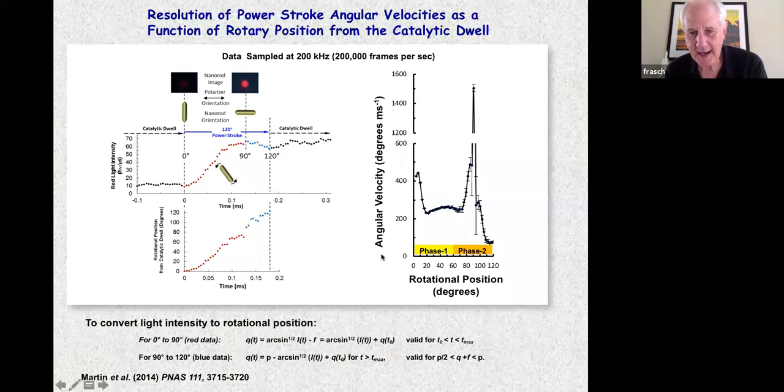And so here's the average velocity plot. You can see that this is the end of the catalytic dwell, and it starts off going pretty fast, but then it slows down, speeds up, slows down, and then we've divided this into 2 phases, divided over 60 degrees.